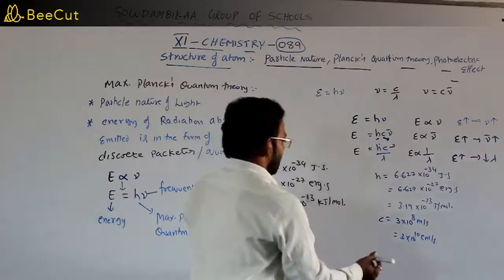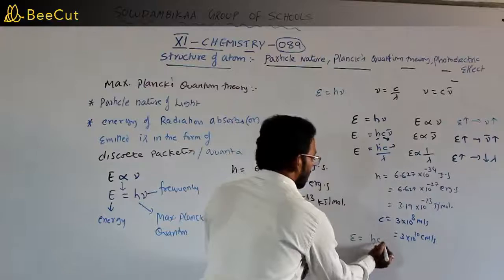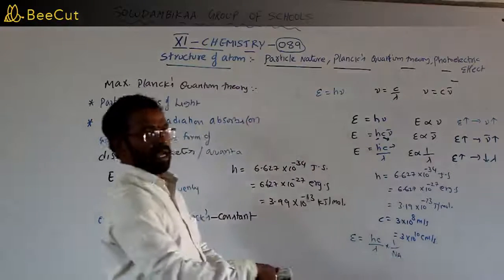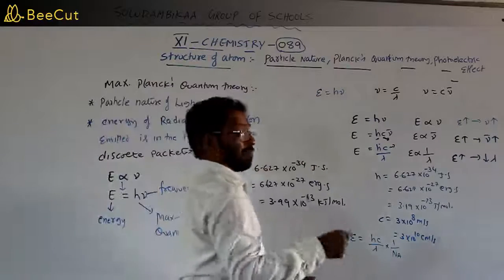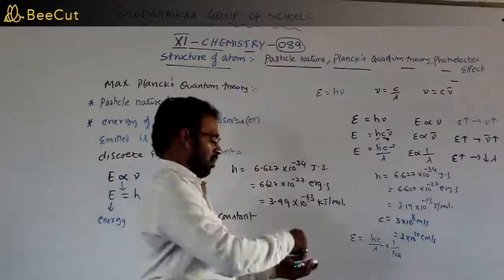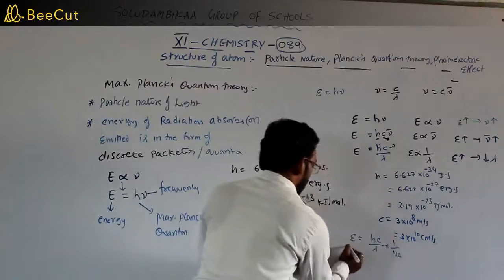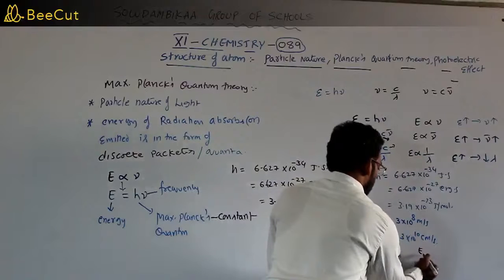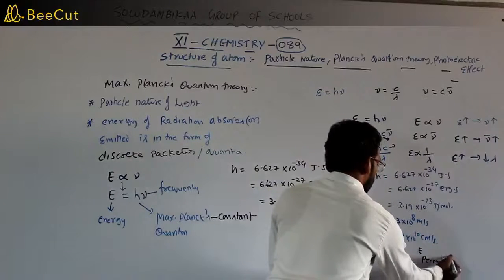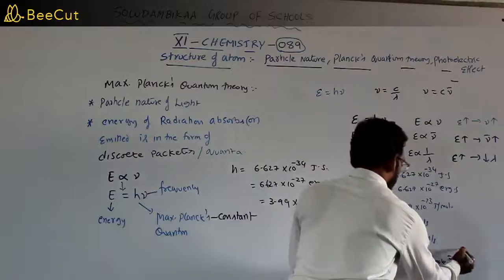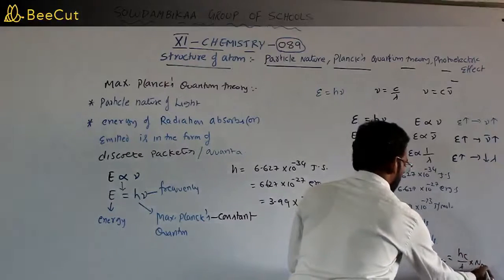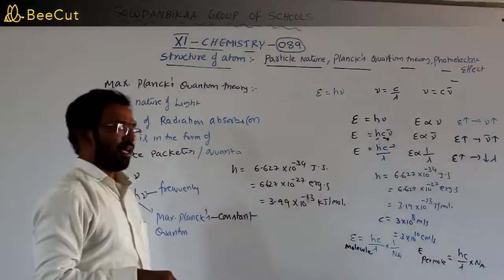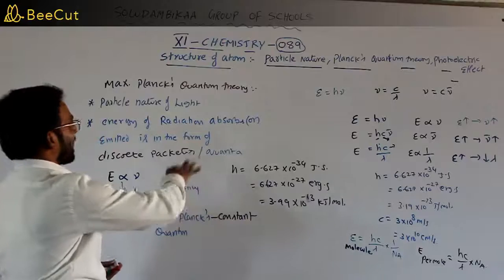Energy per molecule of gas is equal to hc by lambda. Energy per mole of gas means one mole contains Avogadro's number of molecules, so we write hc by lambda into Na. These are the various types of problems that can come in a competitive examination, with maximum chance. This completes Max Planck's quantum theory.